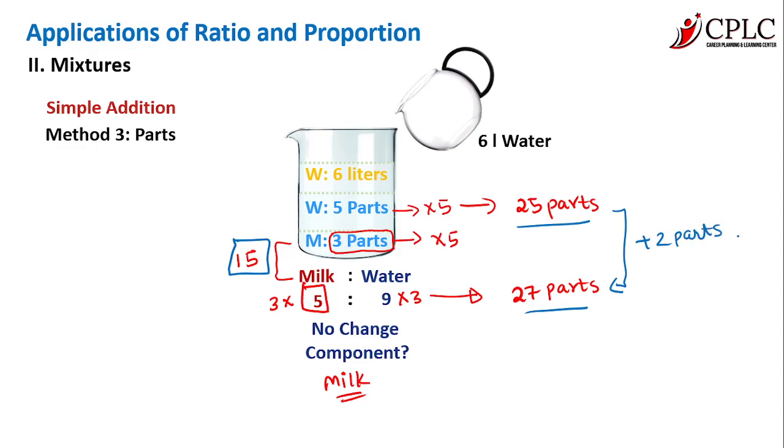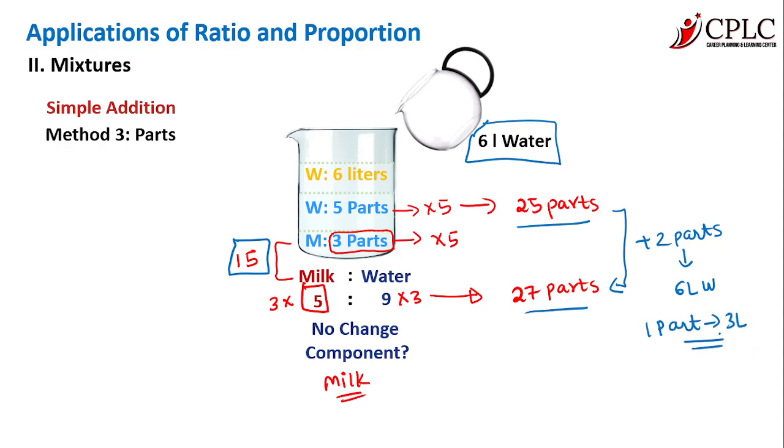Now try and think about this. Why do you think this water has increased by 2 parts? Because, I hope you understand, we added 6 liters of water from outside. That is the reason this water increased from 25 parts to 27 parts, that is, by 2 parts. So this 2-part increase in water corresponds to the 6 liters of water that we have added. That means 1 part is half, which means 3 liters.